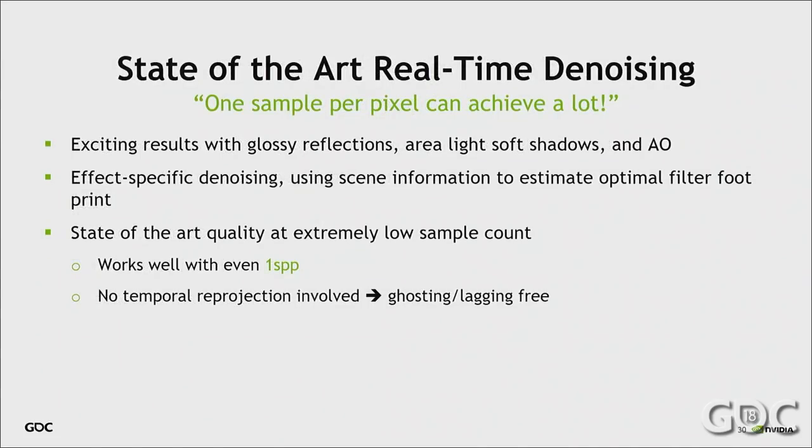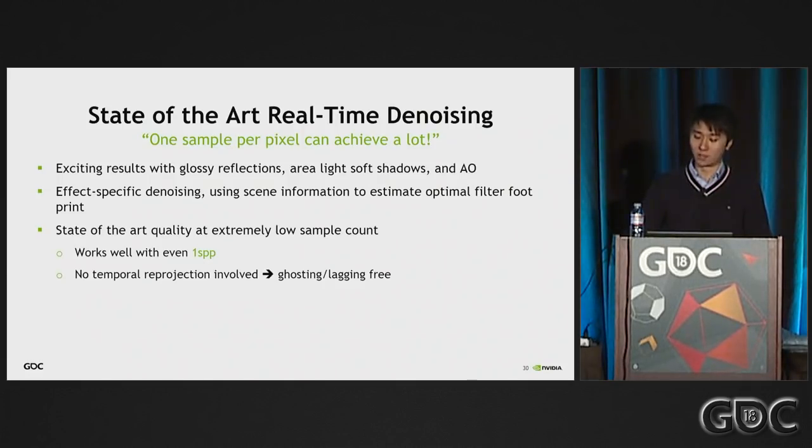And I'm really glad to say that we found some really exciting solutions among all the choices mentioned earlier, especially for denoising glossy reflections, area light shadows, and AO. The denoisers that we came up with are all effect specific. So we have three different kinds of denoisers that work completely differently for those effects. They all try to use other information in the scene context, like the surface roughness, ray hit distance, or light source size, to guide the filter. They're able to preserve all the shading features reasonably well, and they work pretty well at 1 to 2 samples per pixel compared with all the previous approaches. It's also worth mentioning that all the denoisers we're talking about here really use 1 to 2 samples per pixel without temporal reprojection. That means we don't have to suffer from the ghosting problem.